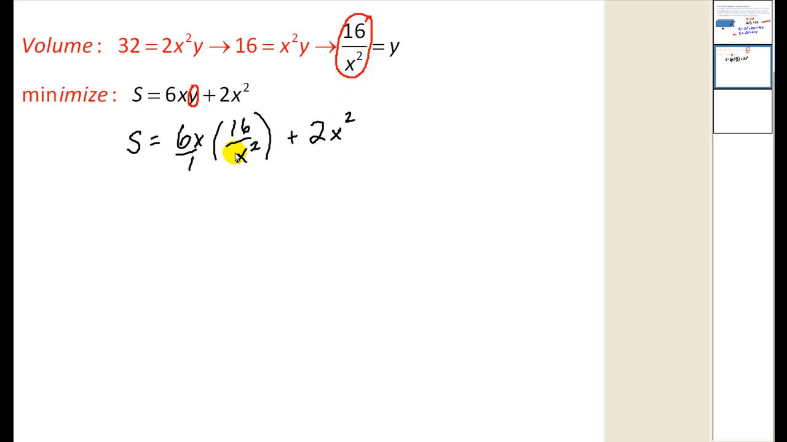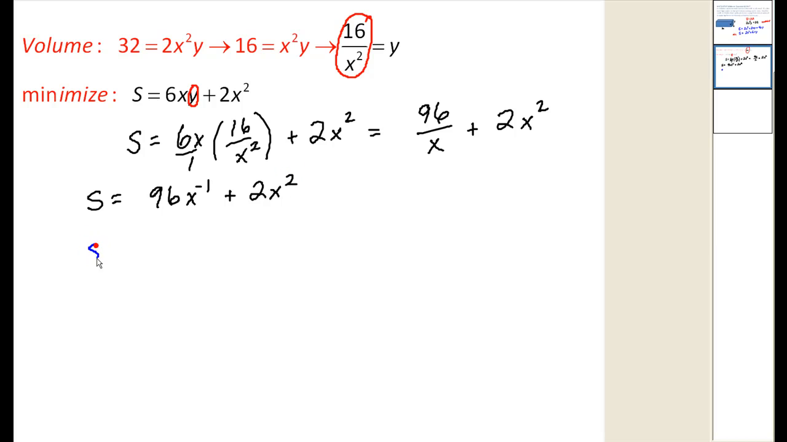Now you can think of this as over 1, so we have one factor of x that will simplify. So this would give us 96 divided by x plus 2x squared. Now, in order to minimize this, we're going to find the derivative and determine whether that derivative is either undefined or 0. So let's rewrite this in a form that we can find the derivative. We rewrite this as 96x to the power of -1 plus 2x squared. So now we'll find the derivative of this to minimize it.